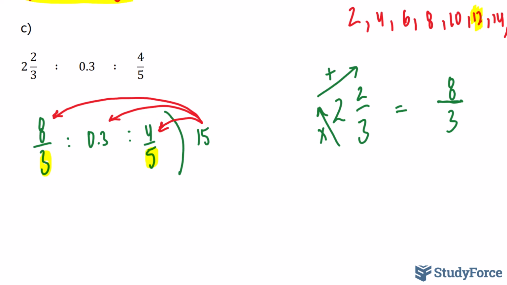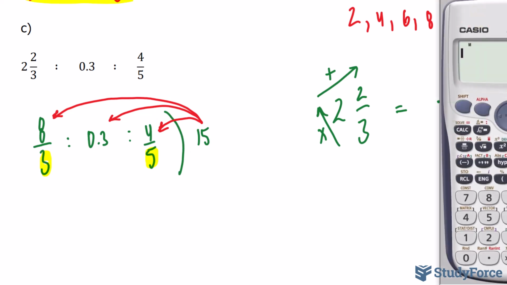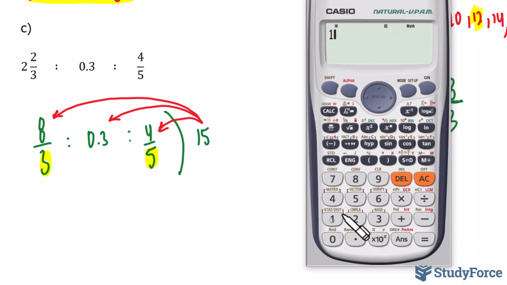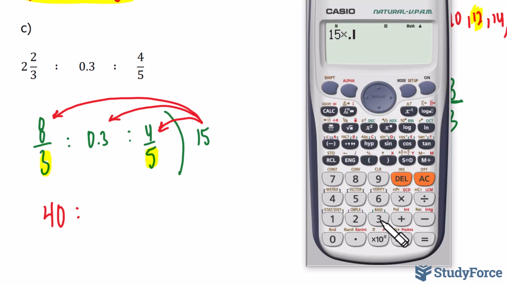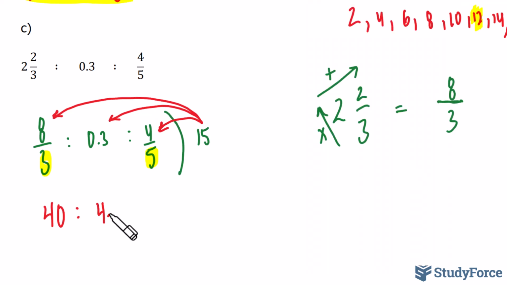So we take 15, multiply it by 8 over 3. I'll show you how to do it on your calculator in case you don't know how to do it by hand. You take 15, and in parentheses, we write down 8 over 3. And that amounts to 40. Multiplying 15 by 0.3, 4.5. And multiplying 15 by 4 over 5 gives us a value of 12.